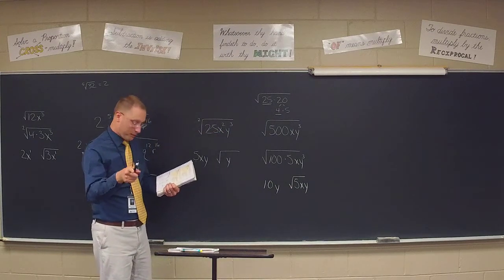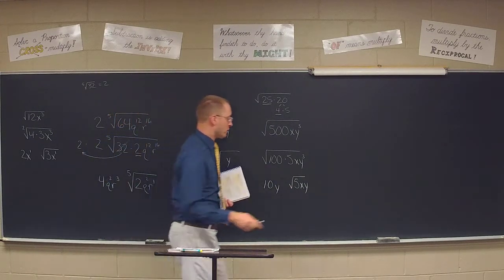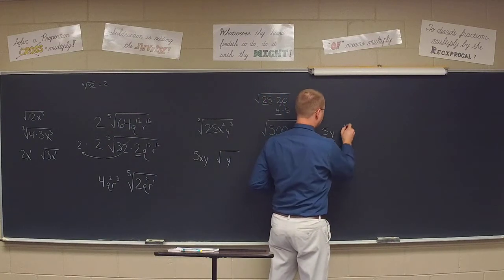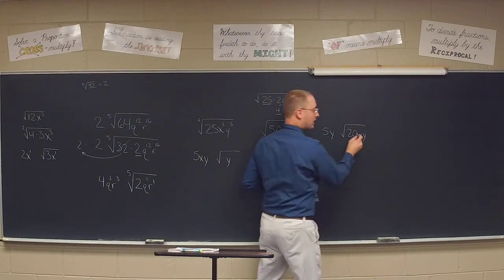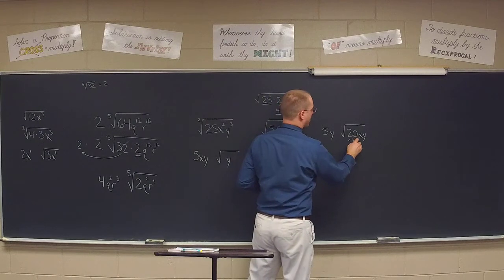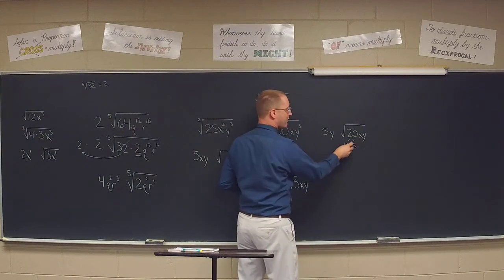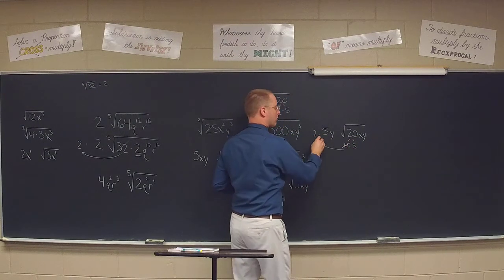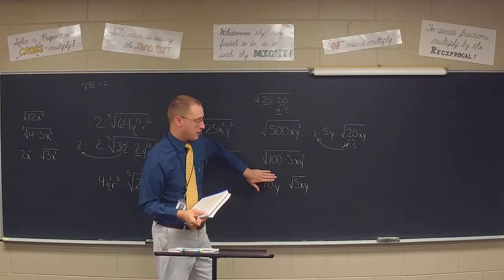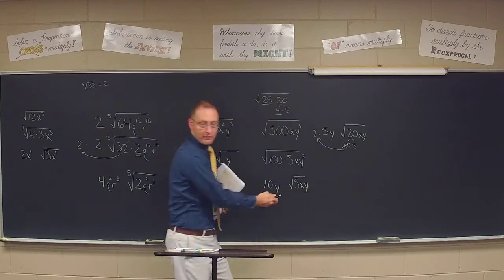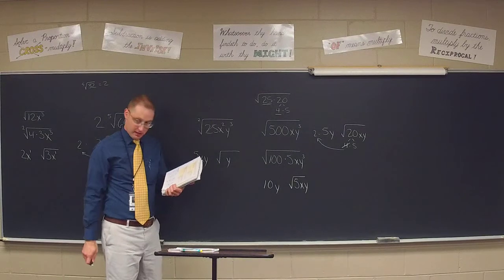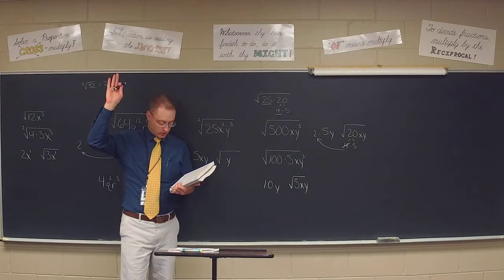Now, Noah, did you end up with this anyway? You did not. You ended up with 5y times the square root of 20xy. So again, you would have needed to go one more level down to get 4 times 5. Pull the 2 from the 4. That's where you would have gotten the 10y. And that would have left you with the 5xy. All right, questions on that? Anyone get that answer? All right.